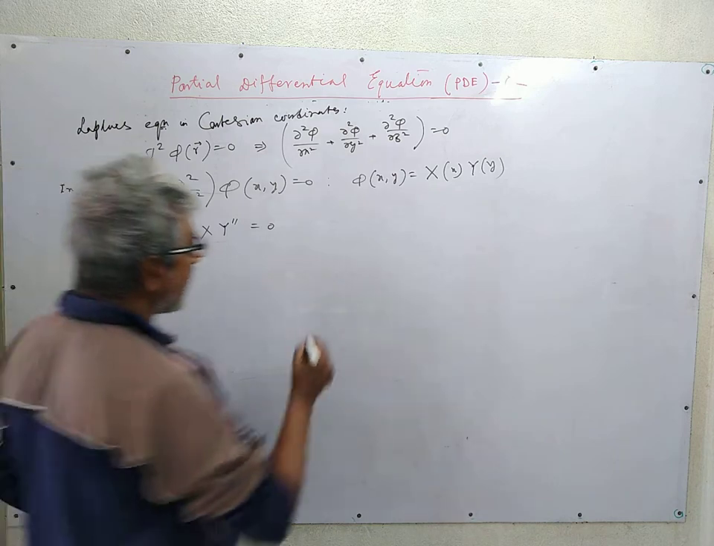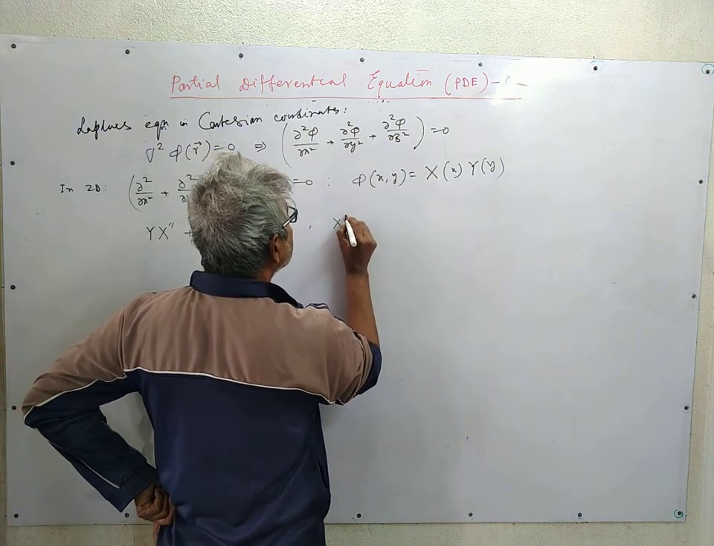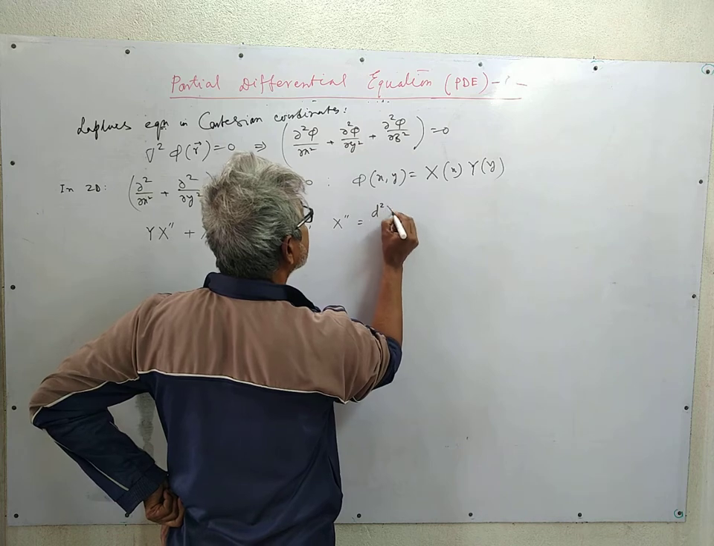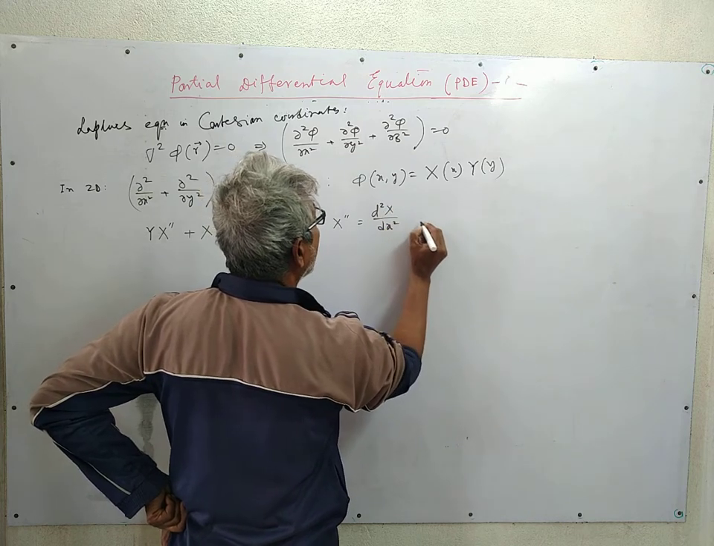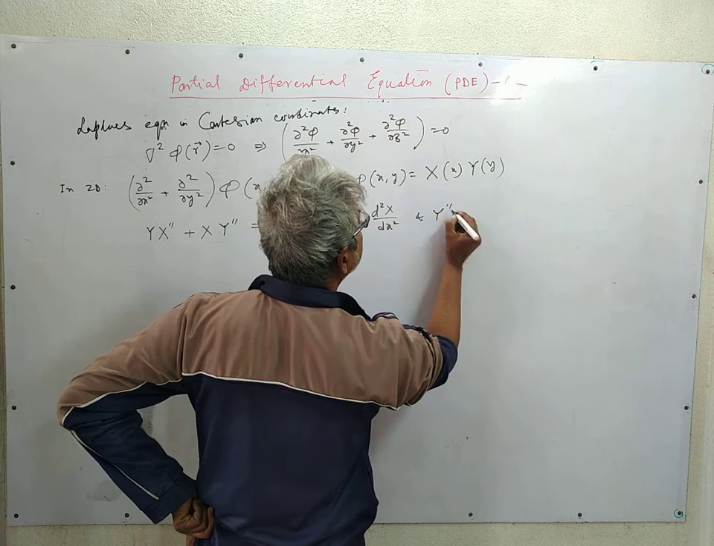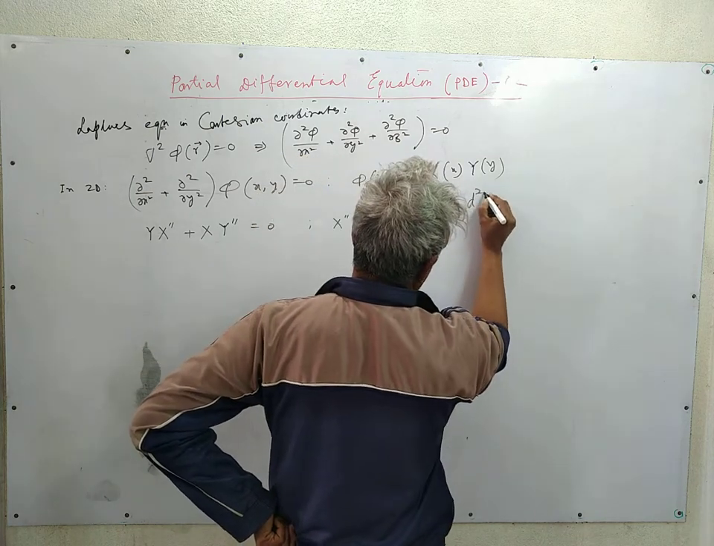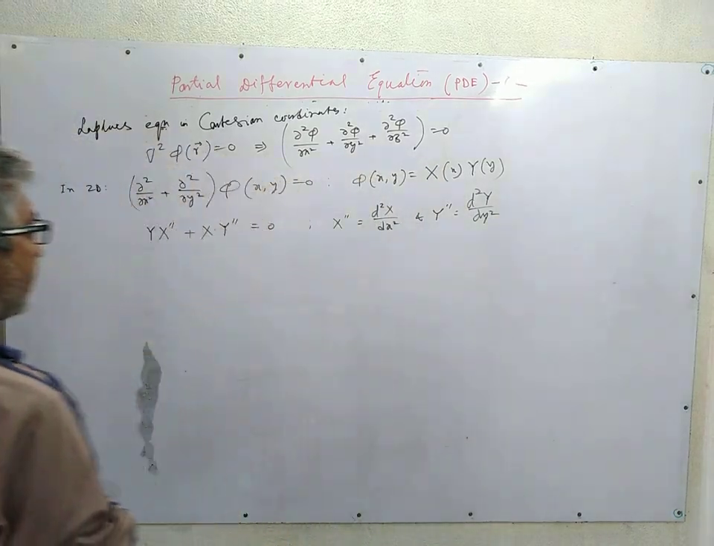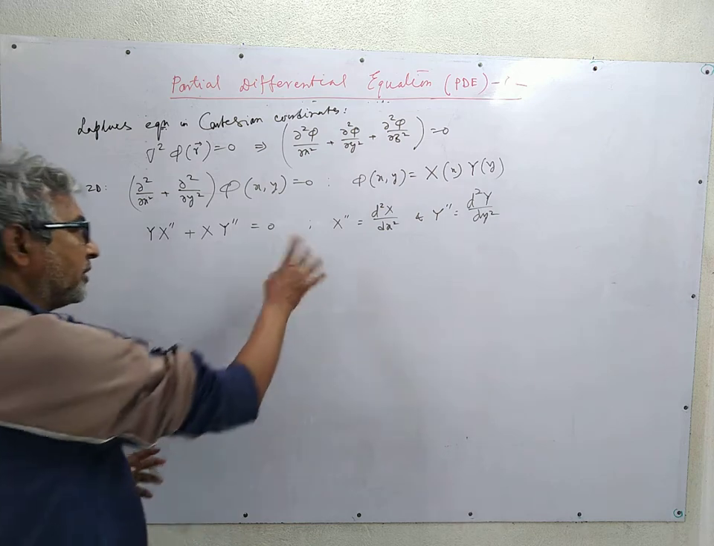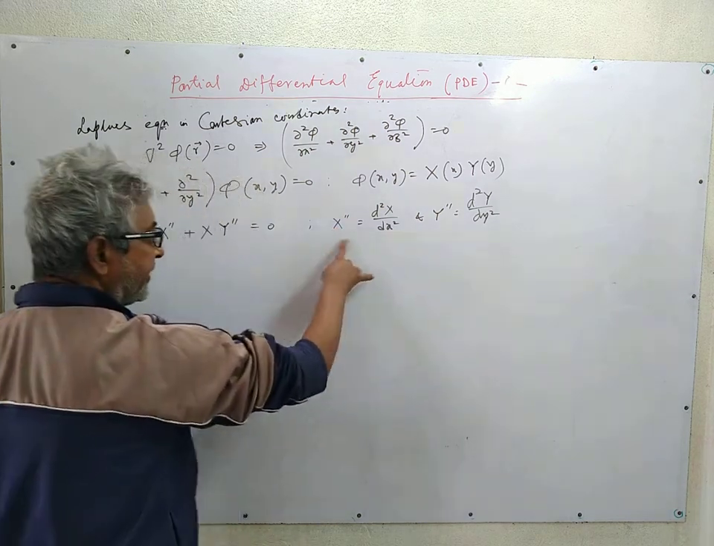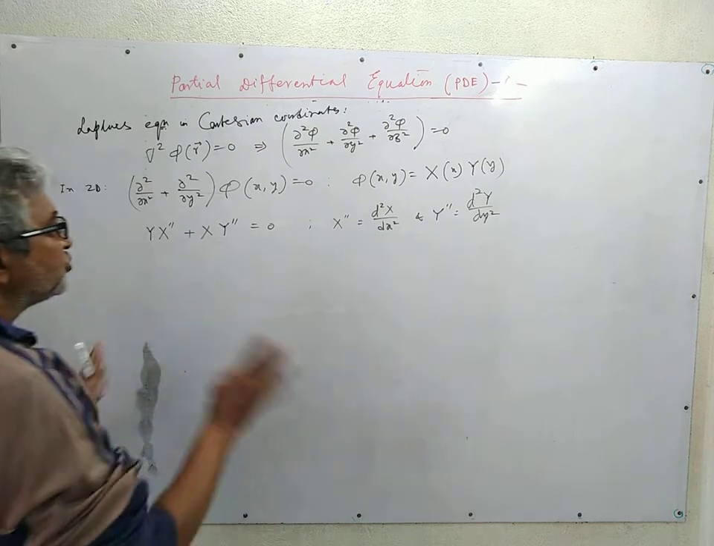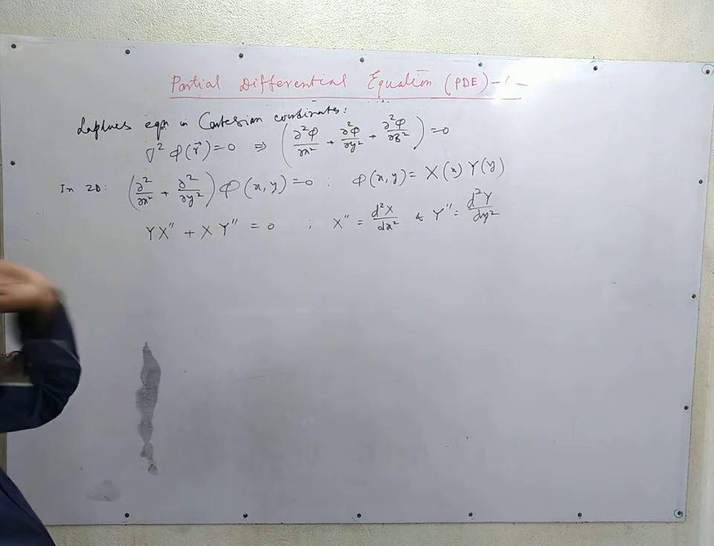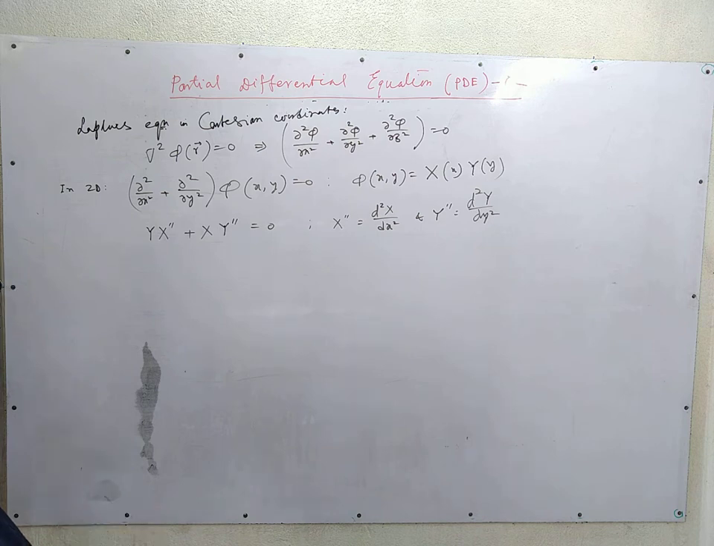Here X double prime means the double derivative of capital X with respect to x, and Y double prime means the double derivative of capital Y with respect to small y. Since capital X is a function of x only, its derivative means with respect to the relevant variable x, so there is no confusion about the notation. Capital Y will never be differentiated with respect to x. Even if one does so, it yields 0.